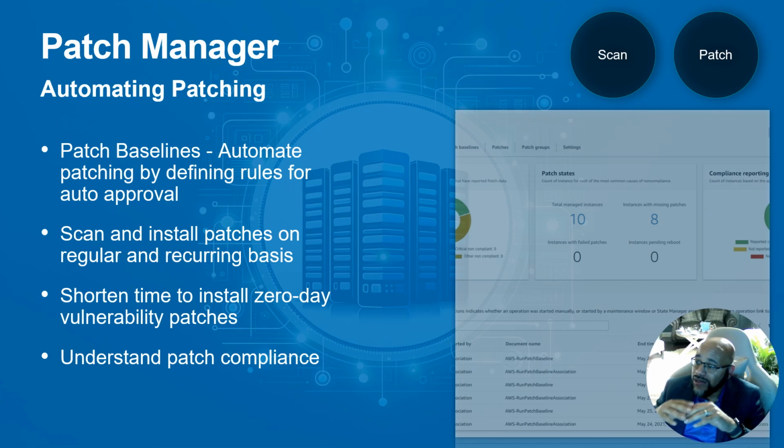This routine maintenance is essential for operational integrity and security. And then addressing the urgency of cybersecurity threats. AWS Patch Manager notably shortens the time to install zero-day vulnerability patches. Rapid response to these vulnerabilities is critical, and this service ensures you're equipped to act swiftly.